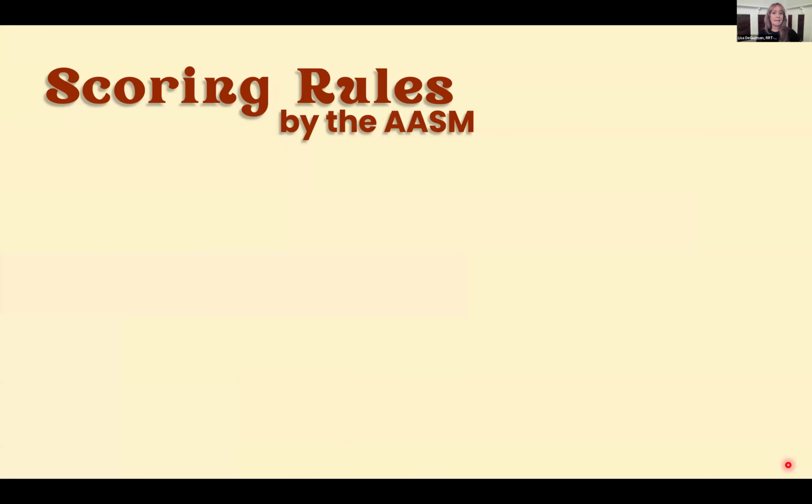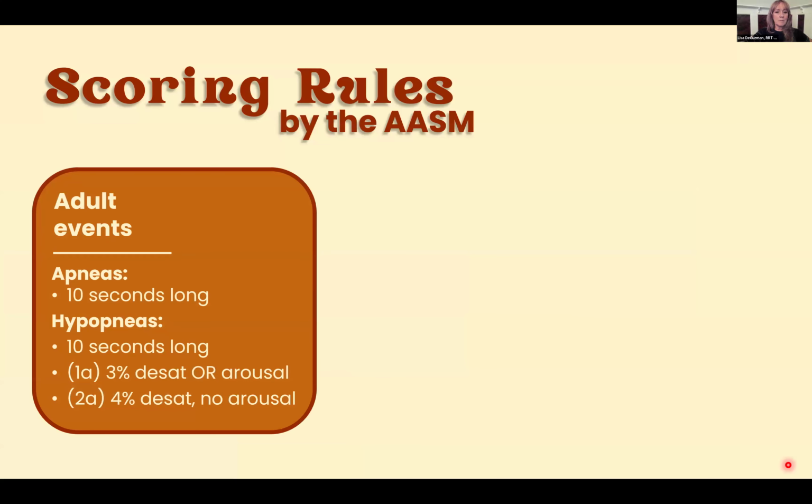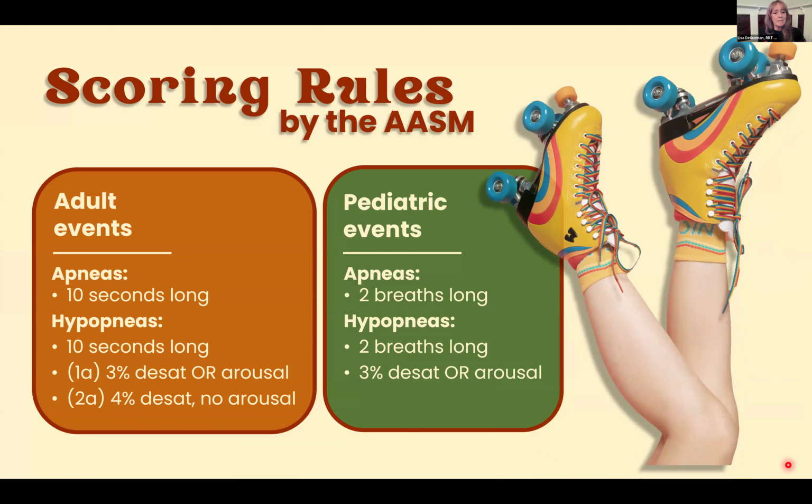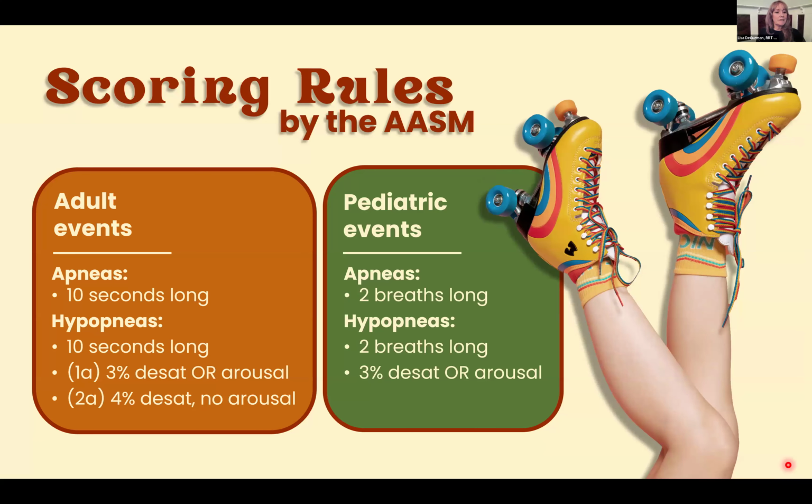Scoring rules by the ASM. I have other webinars that go through this a little more in-depth, but we have the adult and the pediatric events here. The main difference is adults look for 10% in their respiratory events, whereas pediatrics look at 2 breaths long. So that can be 4 seconds, it can be 10 seconds or more based on their respiratory rate.